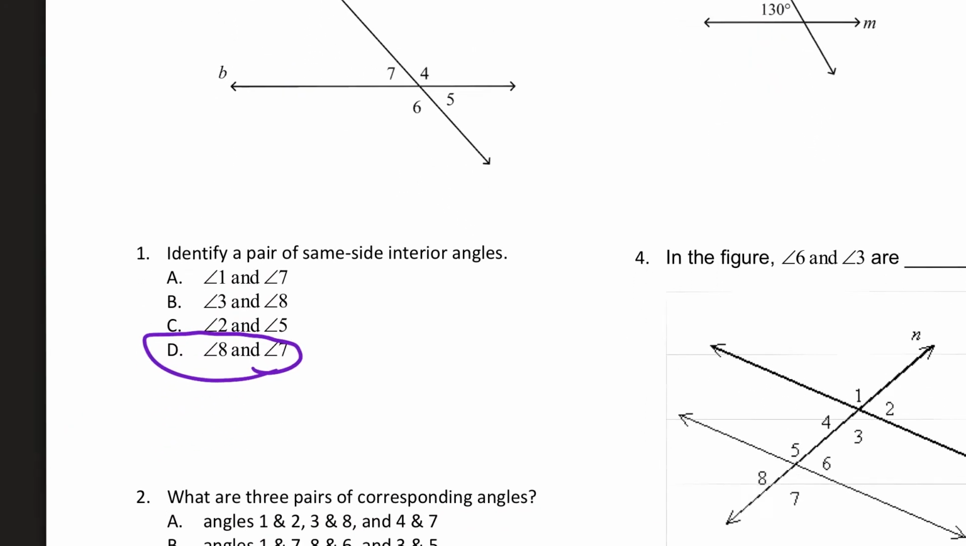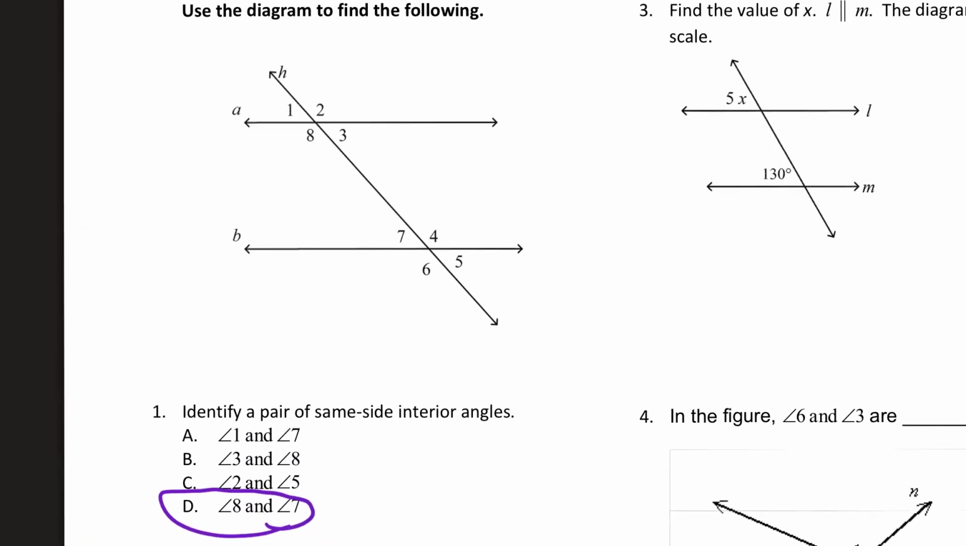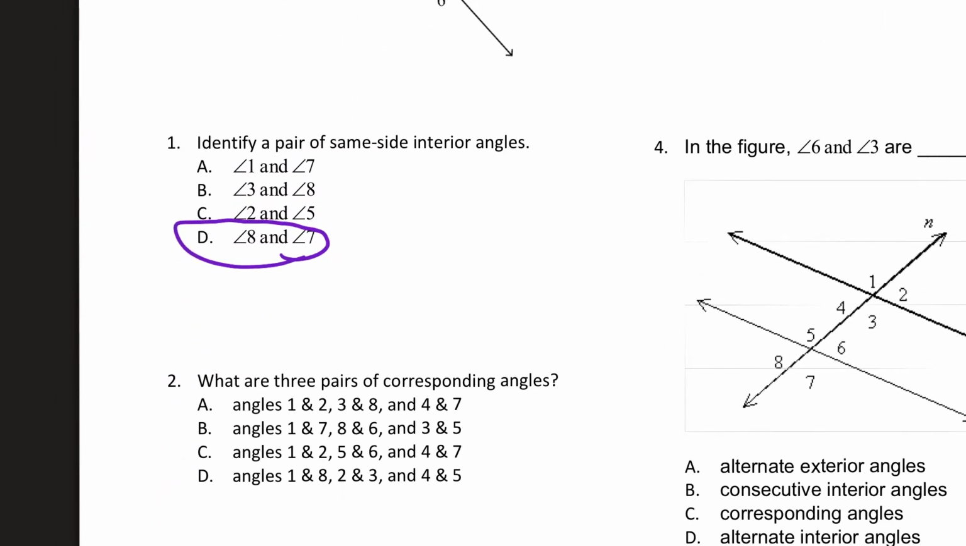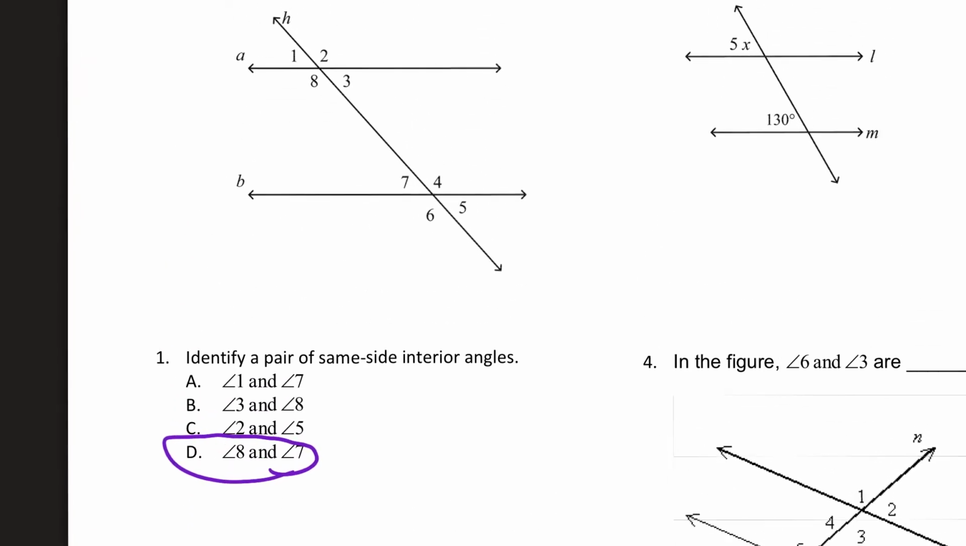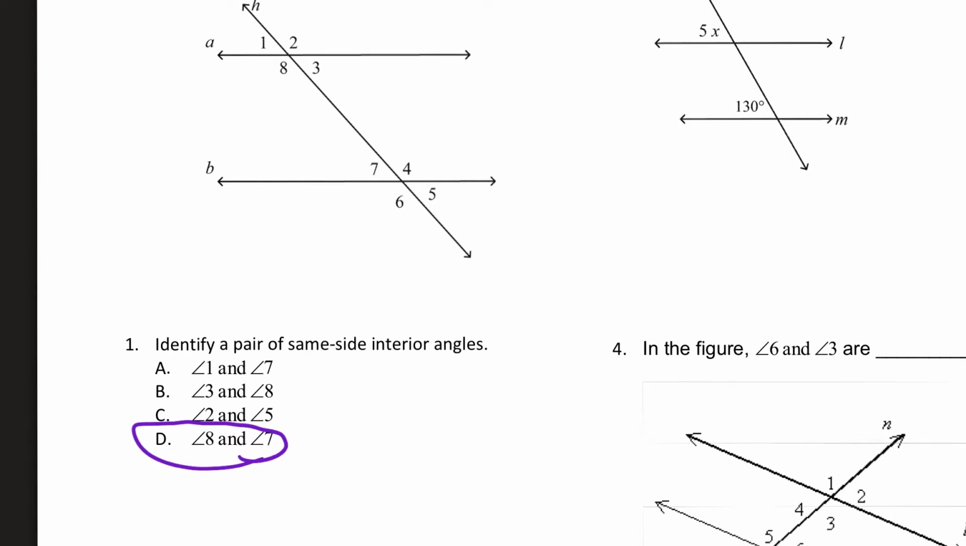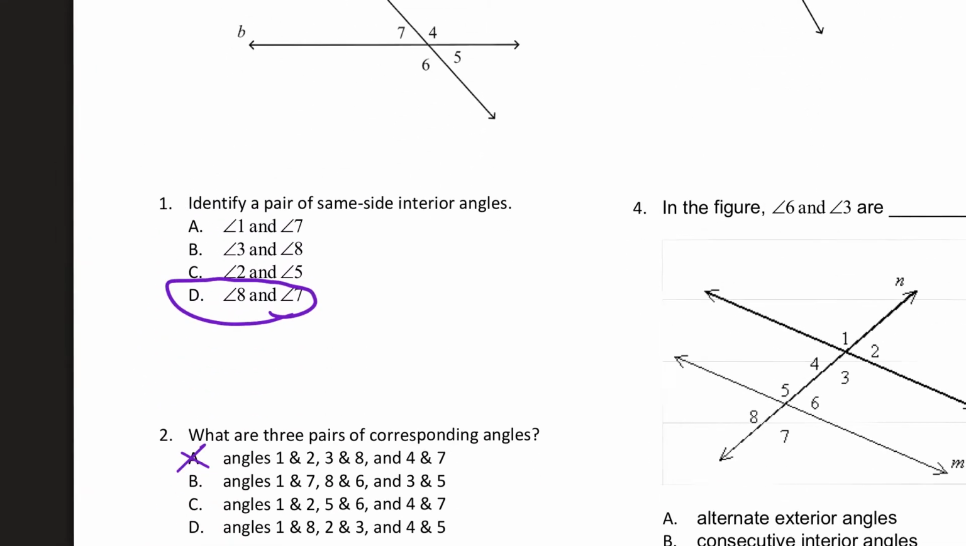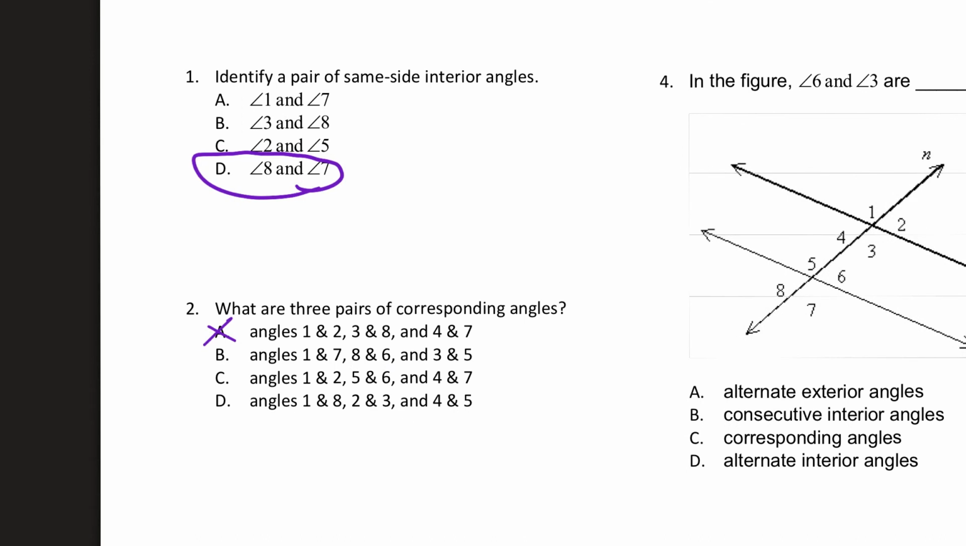Let's look at number 2. What are the 3 pairs of corresponding angles? So 1 and 2. Nope, 1 and 2 are a linear pair, not corresponding. How about 1 and 7? 1 and 7 correspond. 8 and 6? 8 and 6 correspond. 3 and 5? 3 and 5 correspond. Okay, that works.